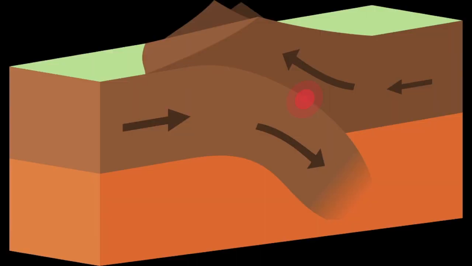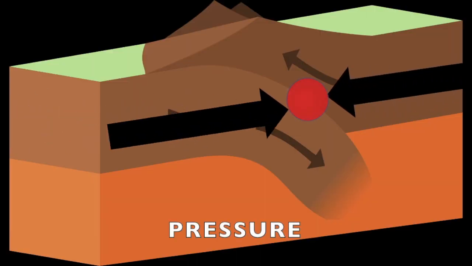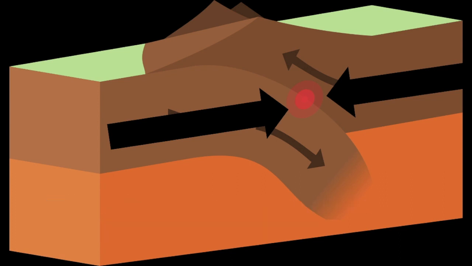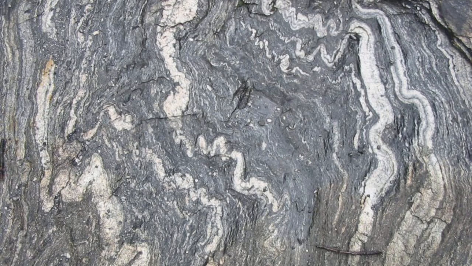Regional metamorphism is the other way metamorphic rocks are made. In regional metamorphism, pressure causes one type of rock to change into another. Regional metamorphism often happens at tectonic plate boundaries, where 2 tectonic plates are squeezing hard against each other as they come together. Rocks that are made through regional metamorphism are often striped like this one. We call this type of rock foliated or layered.